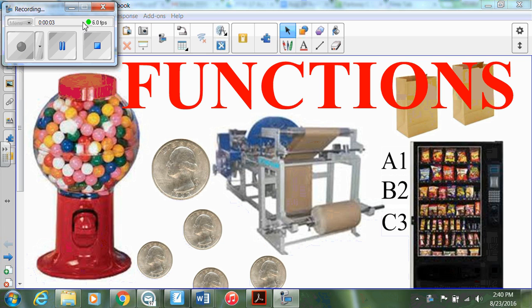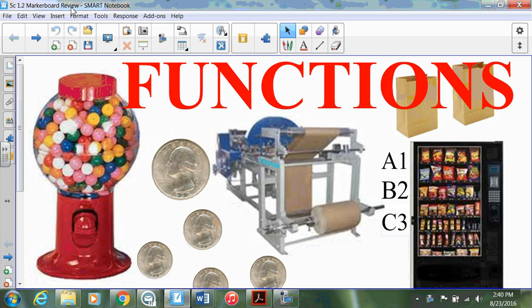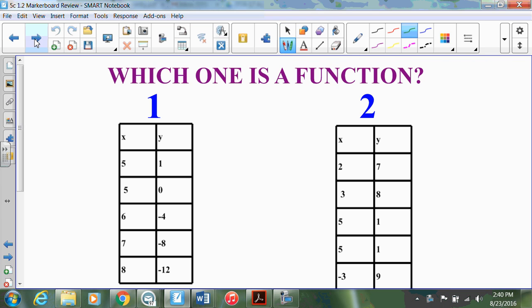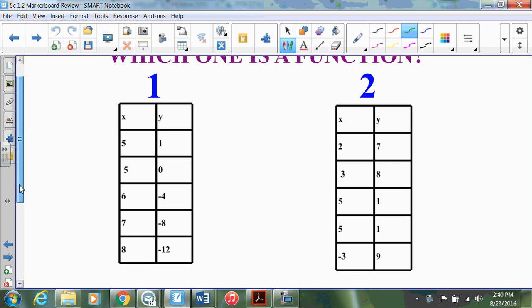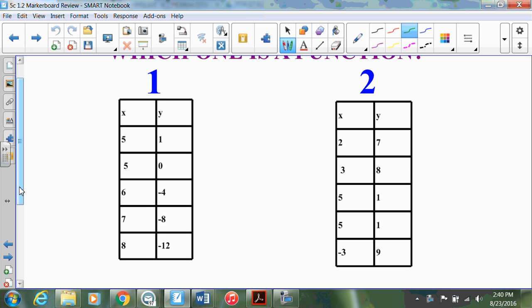Hi, we're going to go over the marker board problems that we did in class today. This is over 1.2, and we talked about what makes a table a function and what makes a table not a function, and we compared it to a vending machine. In table 1, when I push a 5 and get out a 1, that means every time I push a 5, I should get out a 1. So here I push a 5, I get out a 0. This is not a function, not only for the vending machine, but for the definition.